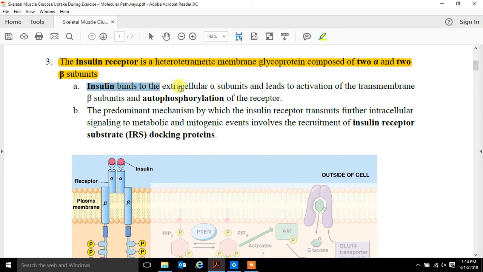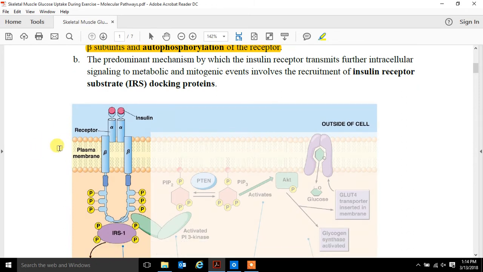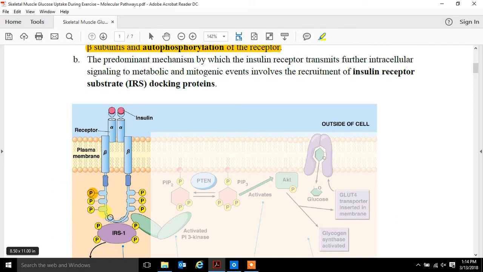With insulin, it binds to the extracellular alpha subunits, leads to activation of the transmembrane beta subunits, and we get autophosphorylation of the receptor. So hopefully you can apply this to what we learned in the last module about the different types of receptors. It's very similar to our tyrosine kinase, where it can self-autophosphorylate. So we get our insulin molecules binding to our receptor, we've got this autophosphorylation occurring here, so we get this phosphorylation of our receptor.